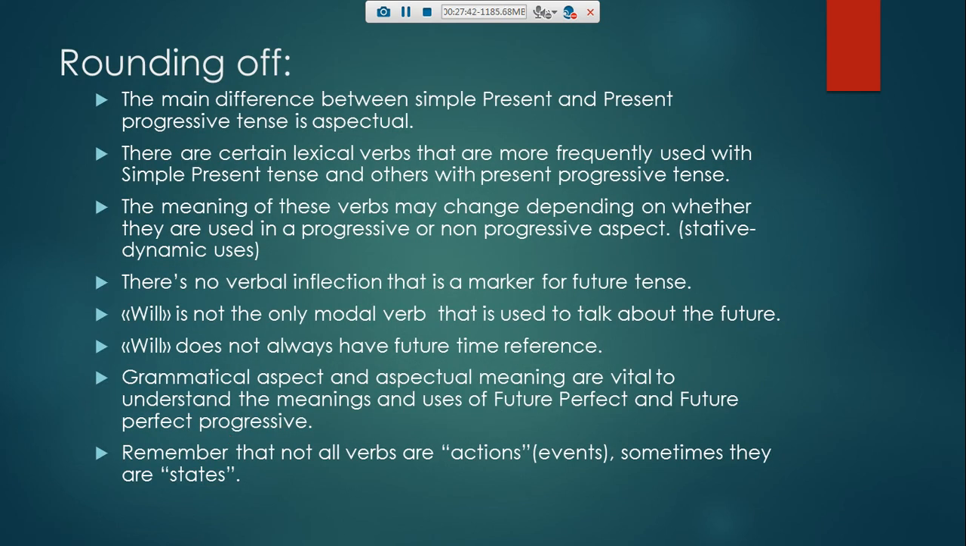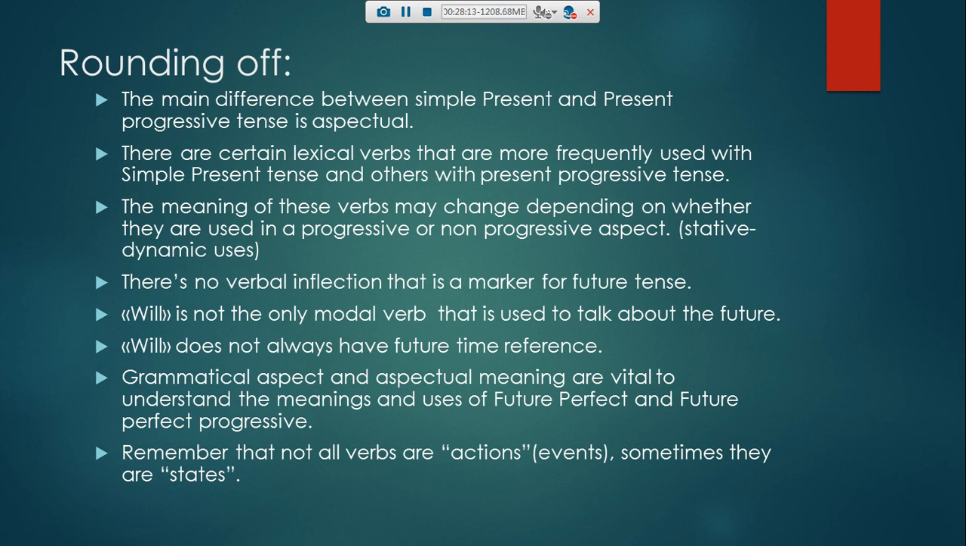Okay, let's round off some of the main concepts we have seen today. The main difference between simple present and present progressive tense is aspectual. One has simple grammatical aspect and the other one progressive grammatical aspect. There are certain lexical verbs that are more frequently used with simple present tense and others with present progressive tense. It often has to do with the meaning and the duration of the verbs.